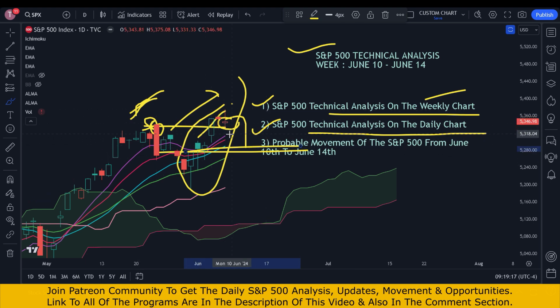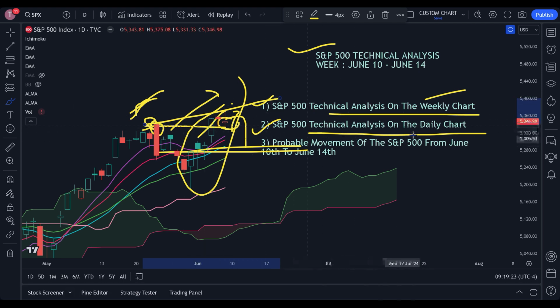It is expected to move up, but the upward movement will be restricted by the trend line. I will discuss more on the daily chart. Some technicals have changed, especially the MACD, and I will discuss the MACD. The third and last point of the agenda is the probable movement of the S&P 500 from June 10th, which is Monday, to June 14th, which will be Friday.